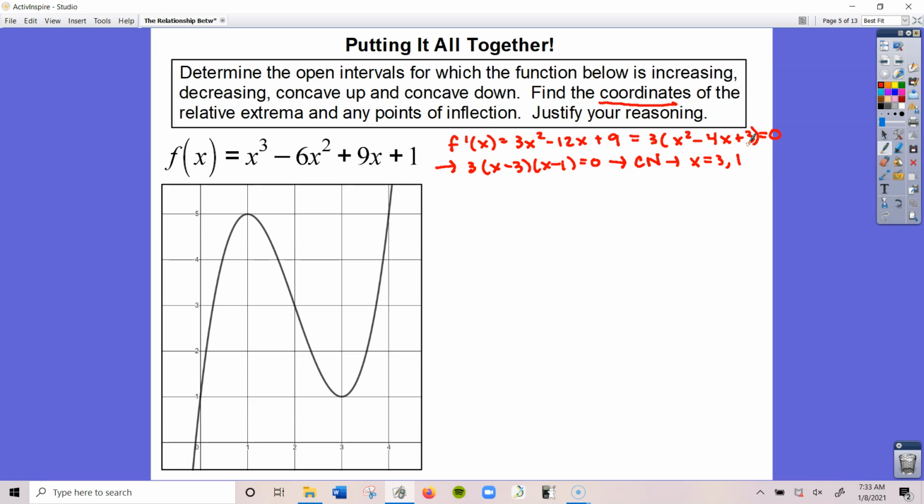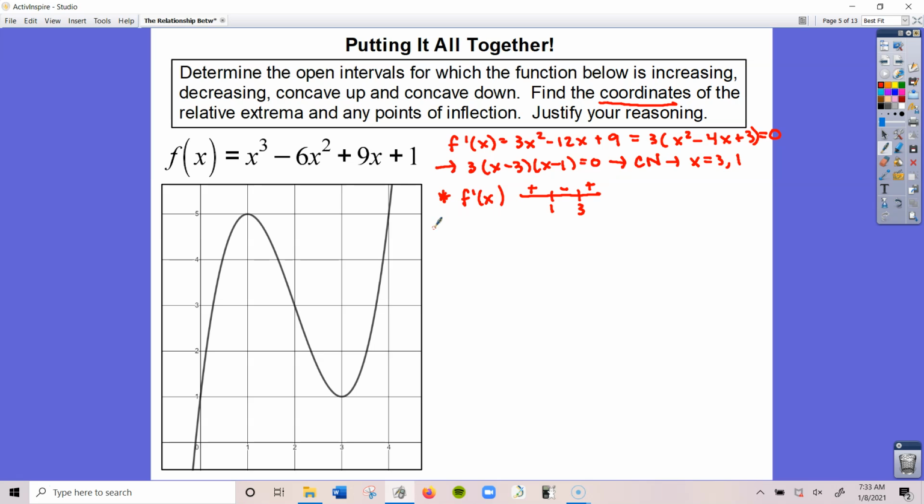So now I'm going to go ahead and create my number line using these critical numbers, which are 1 and 3. And now I'm going to plug in numbers to test each interval into my derivative here. I like to use a factored version because it makes my analysis a lot easier. A number to the left of 1 would be 0. So if I plug in 0, this would be negative times a negative, so positive. If I plug in 2, this would be a negative times a positive, so negative. And if I plug in 4, everything would be positive, so positive.